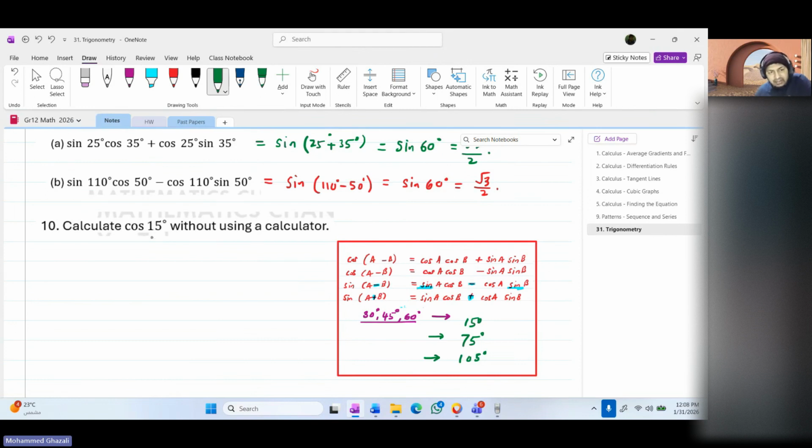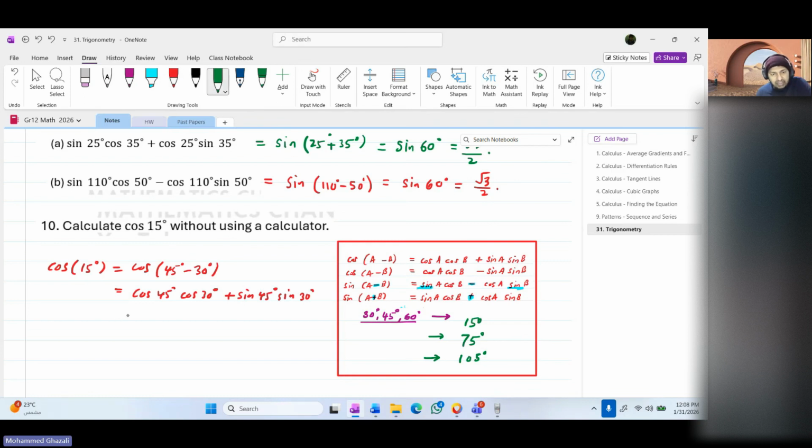So what do we want to find? We want to find cos of 15. Cos of 15 degrees is clearly taking 60 minus 45 or 45 minus 30. Let me take 45 minus 30, which is 15. Now what is cos of 45 minus 30? Cos of a minus b is cos cos plus sine sine. So I use that formula directly in here.